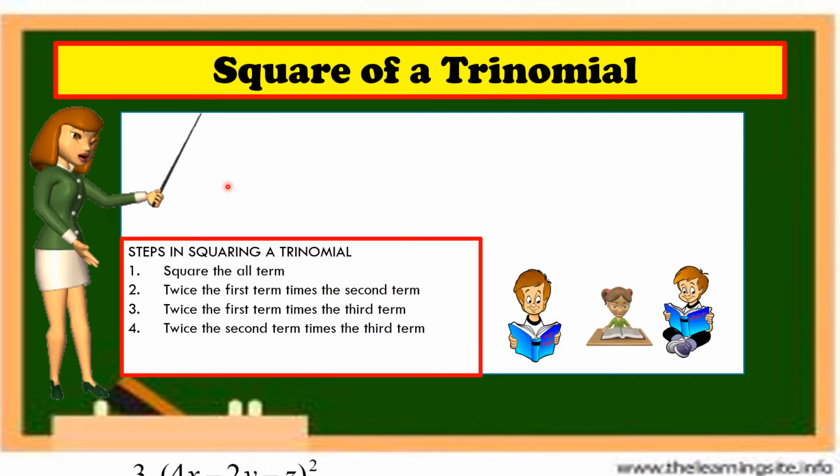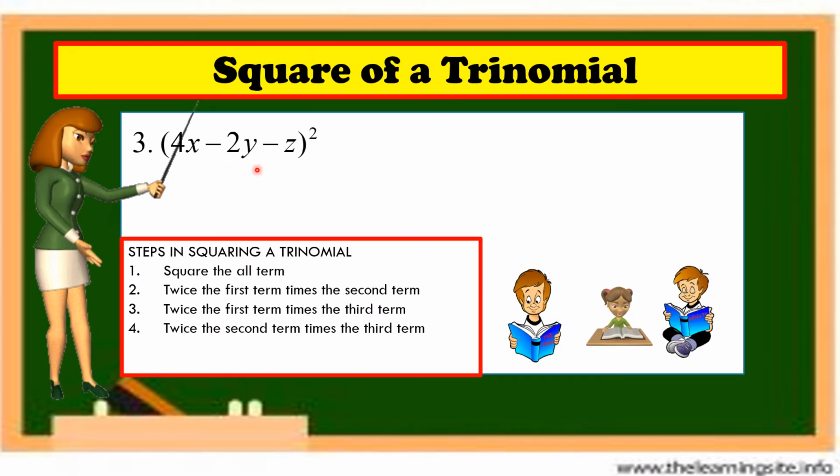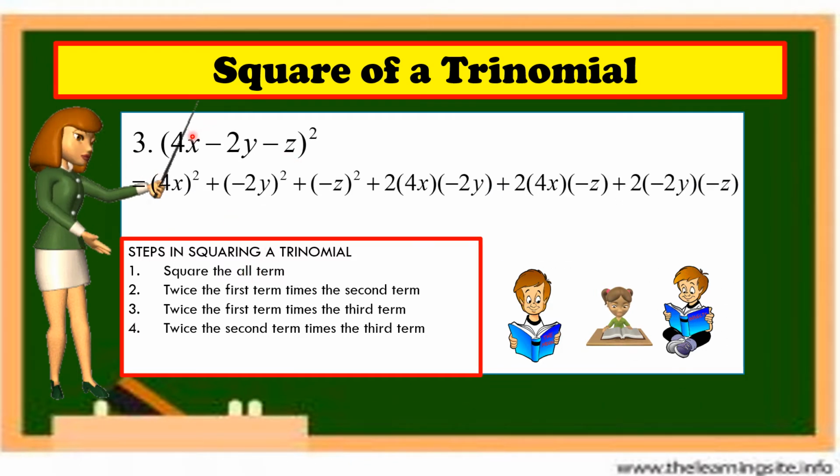We are in the third number. 4x minus 2y minus c quantity squared. So, the first step is to square all the terms. 4x quantity squared, negative 2y quantity squared, plus negative c quantity squared. Twice the first and the second: 2 times 4x times negative 2y. Twice the first and the third: 2 times 4x times negative c. Plus twice the second and the third: 2 times negative 2y times negative c.